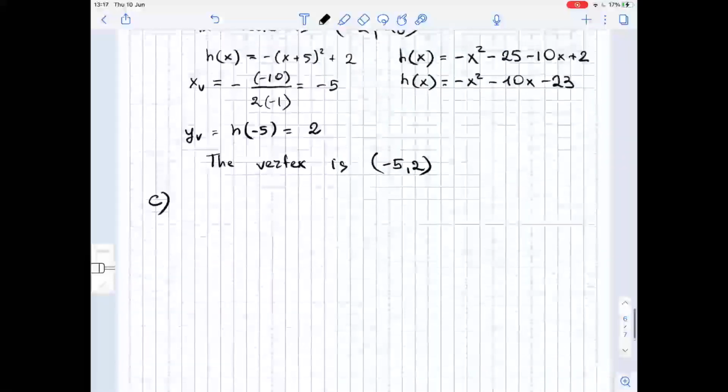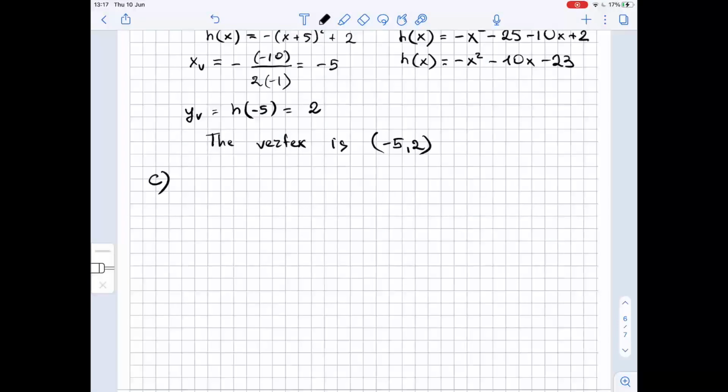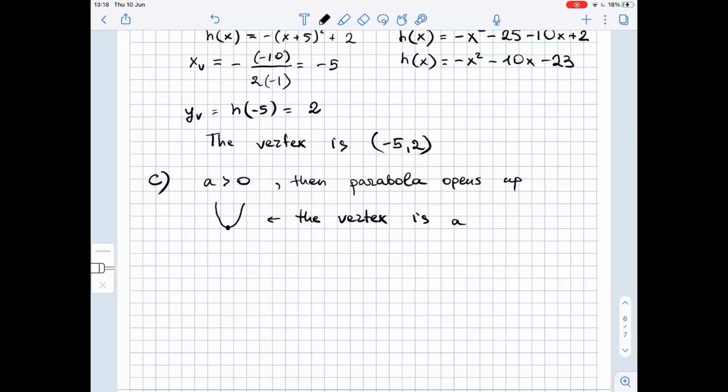So part C. How to do it? From the standard equation of a parabola, if the coefficient in front of x squared is positive, so if a is more than 0, then the parabola, so the graph of this function, opens up. So basically our function looks like this, and its vertex is right here. So we can see that the vertex is a minimum value.